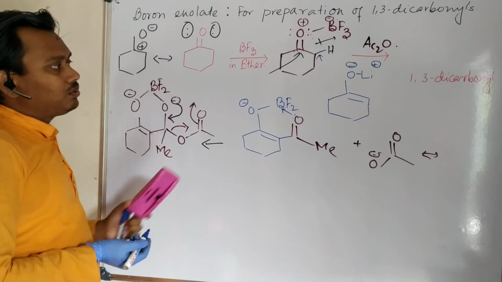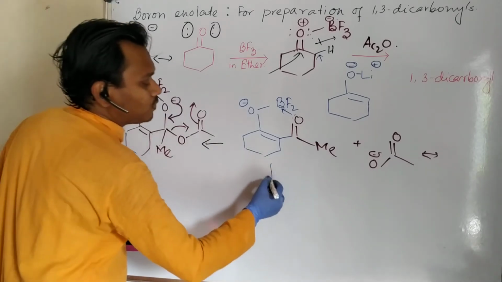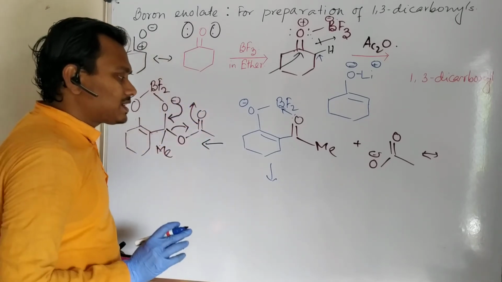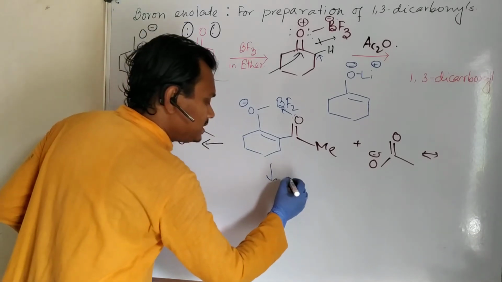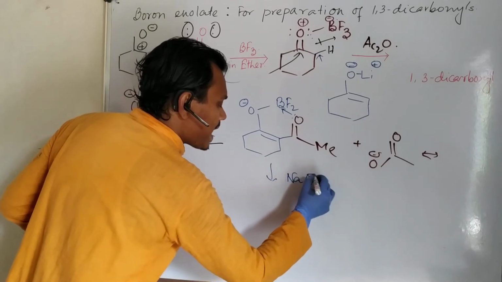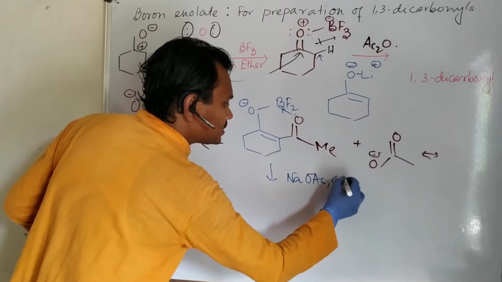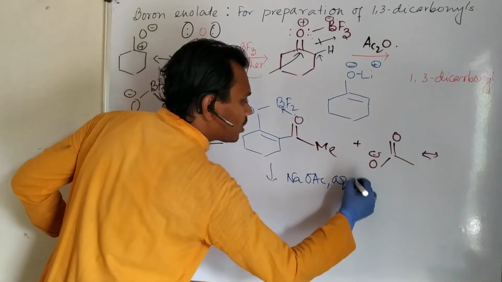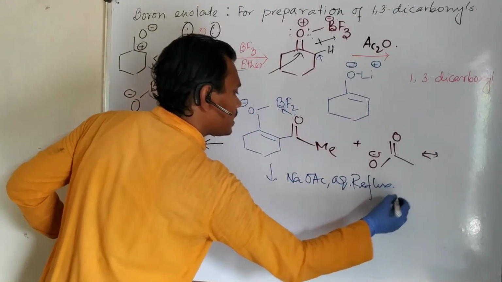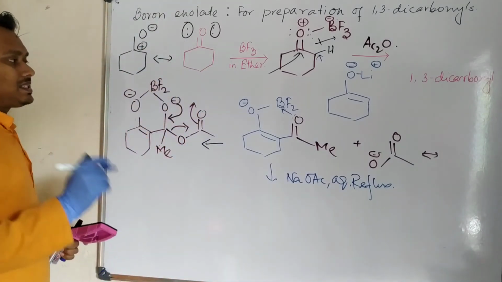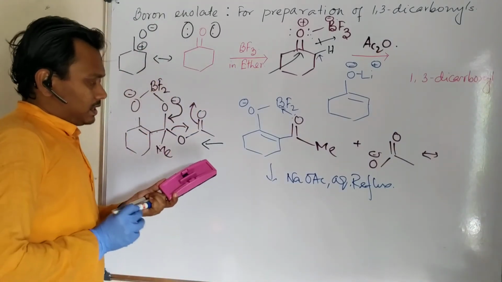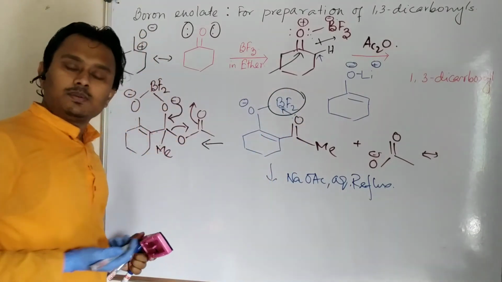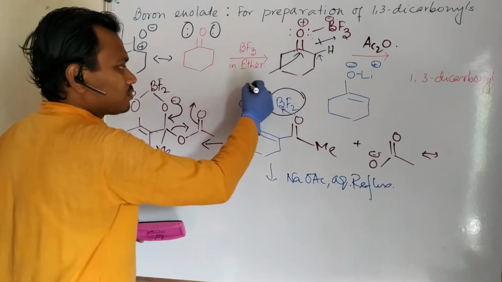Now question, how to get the final 1,3-dicarbonyl compound? For this case we need aqueous sodium acetate, and another thing, heat or reflux, you can say anything. So what can happen? Look carefully, this boron is attached to an oxygen atom and stable. Boron is stabilized, an 8 electron species.